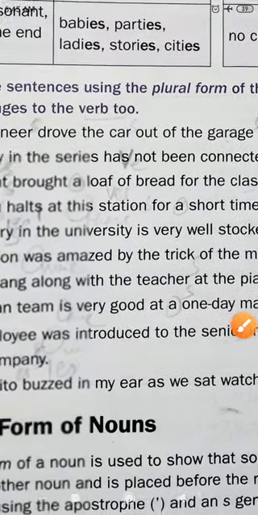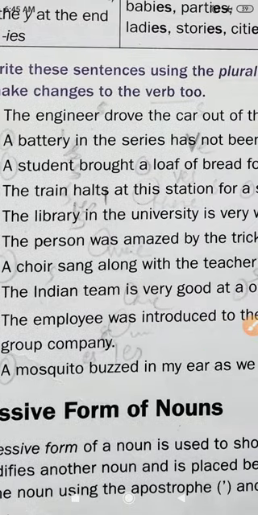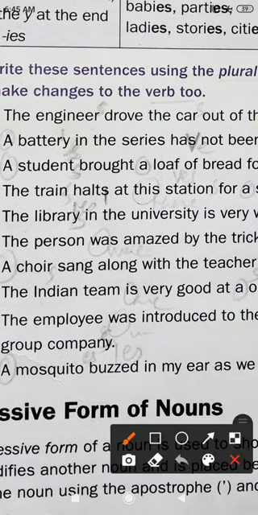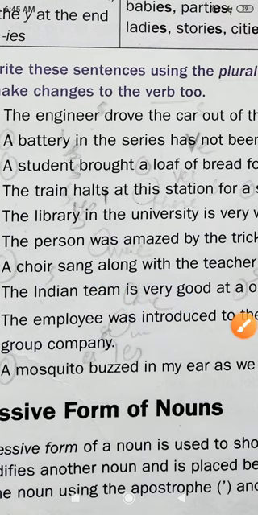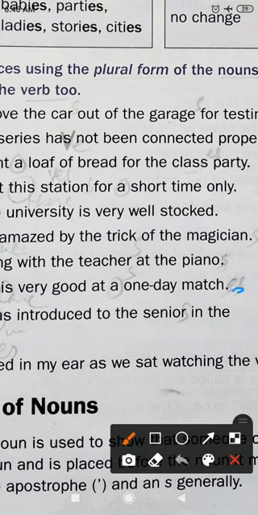Okay. In number 8, the Indian team. In place of is, we write are, A-R-E, because this is plural form. Indian teams are very good at one day matches. In place of match, we add matches.